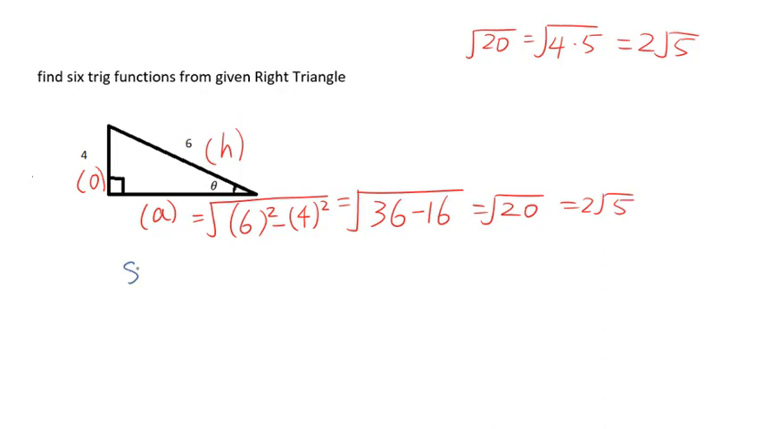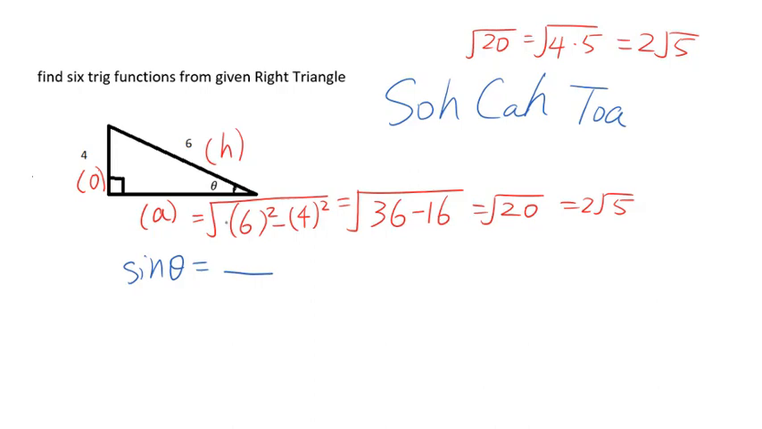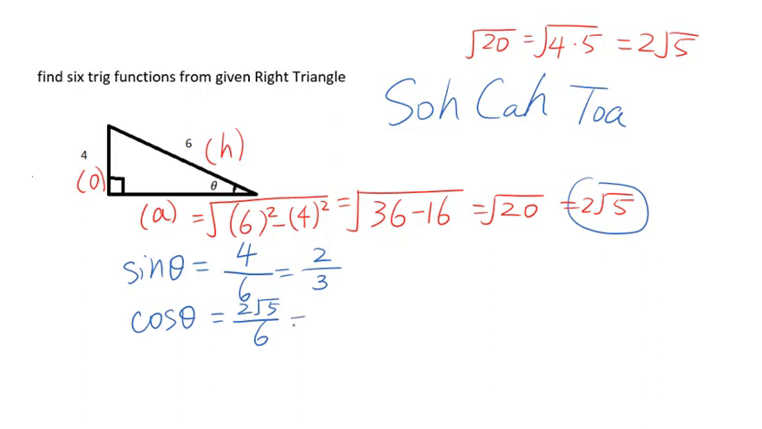Then for sine theta equals, remember, SOH: opposite over hypotenuse. That's 4 over 6, reduce to 2 over 3. For cosine theta equals 2 square root of 5 over 6. Reduce, you will get the square root of 5 over 3.